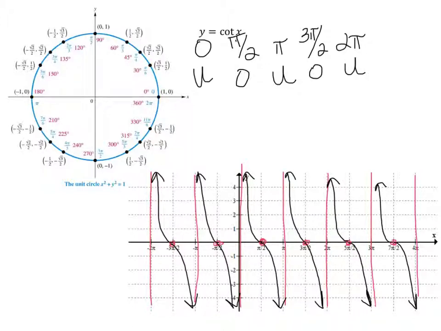With tangent, as the radians increase positively, the slopes increase positively. With cotangent, as the radians increase, the slopes actually decrease.